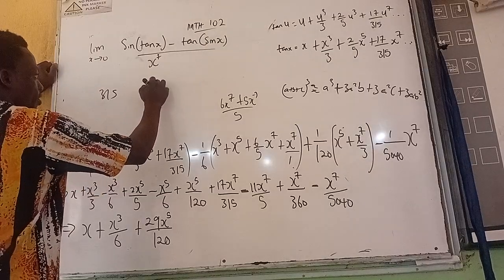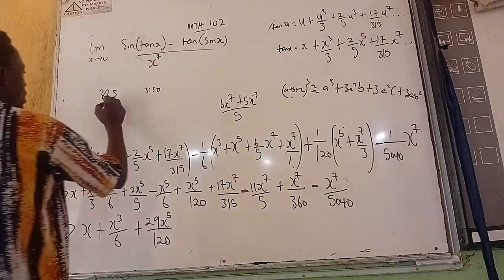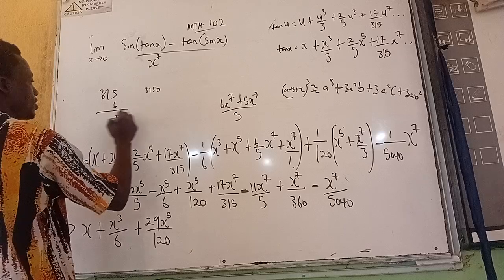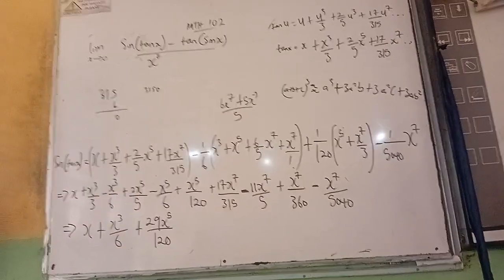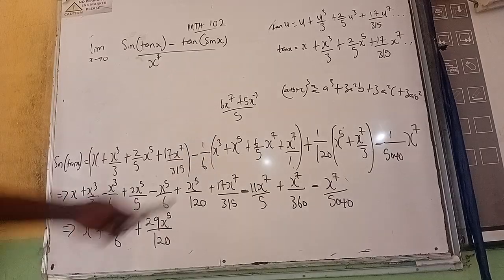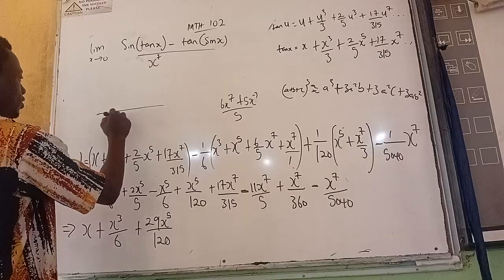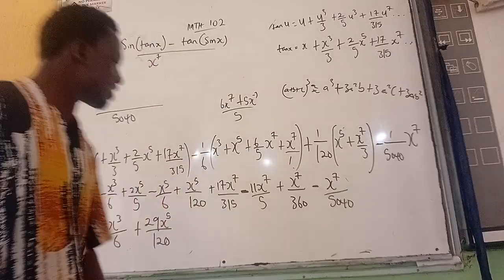Let's try times 16, or times 6 first. 6 times 5, 30. Let me pause the video. Yeah, very good. 16 goes. The LCM is 5040, and 315 into 5040 is 16.